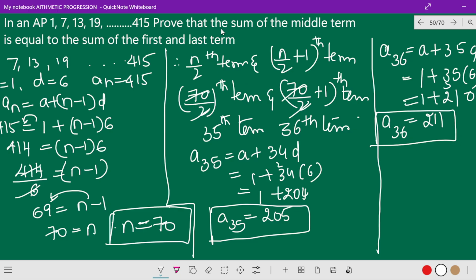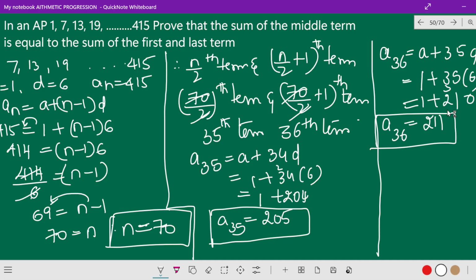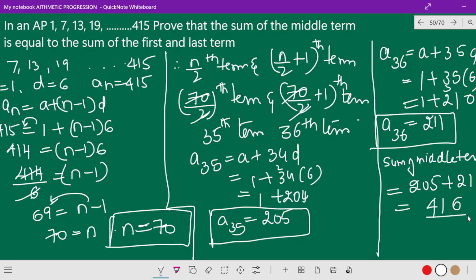He says to prove the sum of the middle terms. The sum of the middle terms is equal to the sum of the first and last terms. What is the sum of the middle terms? The sum of the middle terms is equal to 205 plus 211. The answer is 416.